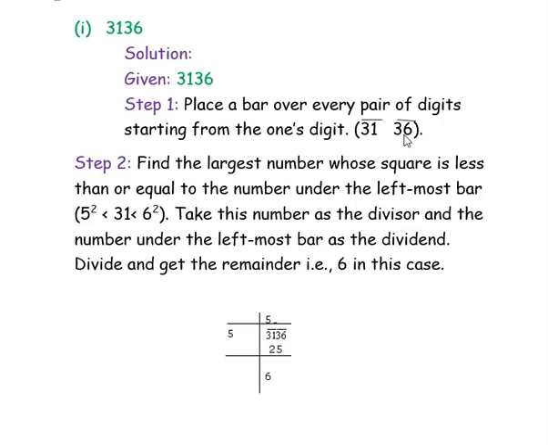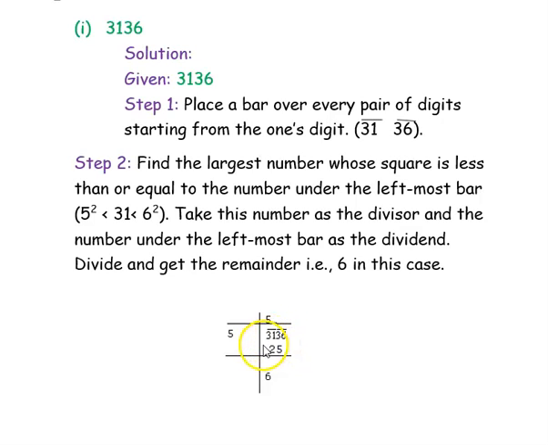So I have paired the next digit 3 with 6 and I have placed a bar over this number 36. Then I have paired the next two digits and placed a bar over that number, that is 31. Then in the second step, we want to find the largest number whose square is less than or equal to the number under the leftmost bar. Here the number under the leftmost bar is 31.